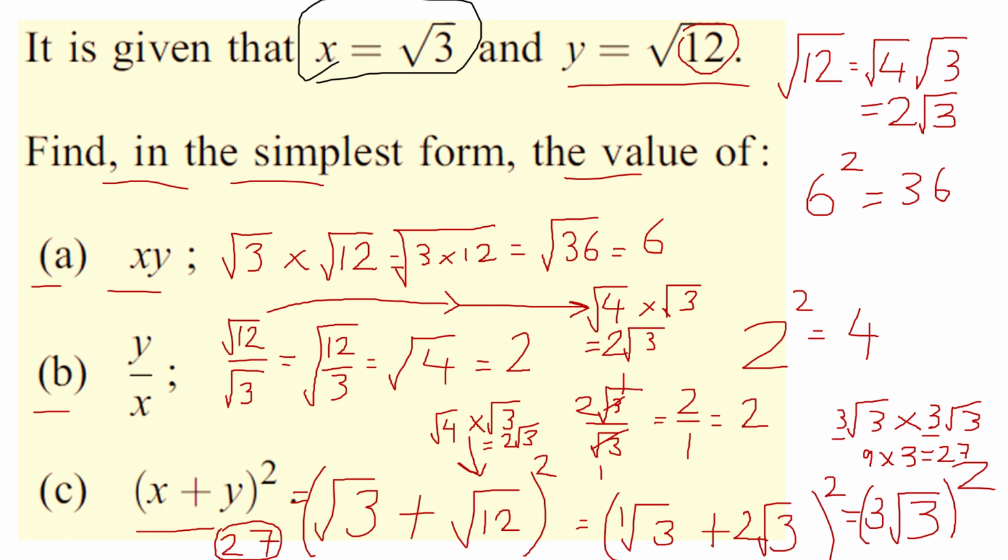But root 12 can. Similarly, root 8 can be simplified. If you're wondering, root 8 will be root 4 times root 2. Obviously, root 4 is equal to 2, so we have 2 times root 2, which of course is just 2 root 2. And that is working with surds.